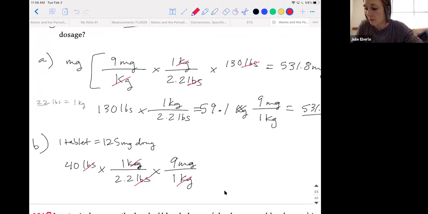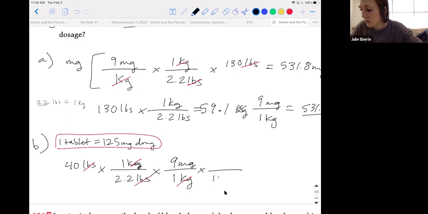And now we need to cancel milligrams and convert to tablet. And we have this relationship that we wrote out right here to do that. So you're gonna cancel milligrams. So for every 125 milligrams, the kid should take 1 tablet. And you'll notice milligrams cancels as well. So now you do the math, okay?